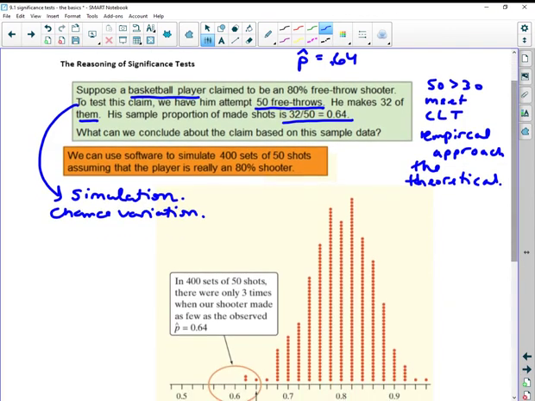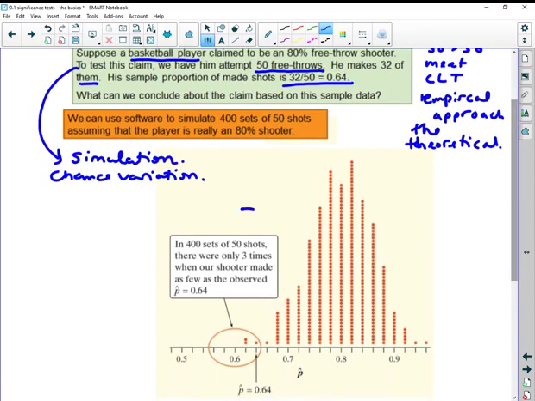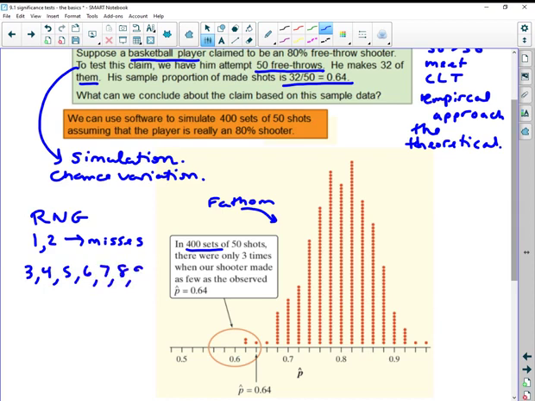But what do we think of this when we compare it to a simulation of this process? The graph here shows a simulation using Fathom of 400 sets of 50 shots. I could have done these shots by hand. Maybe I would have used a random number generator, with the numbers 1 and 2 for when he misses, and 8 numbers for when he makes: 3, 4, 5, 6, 7, 8, 9, and 0.